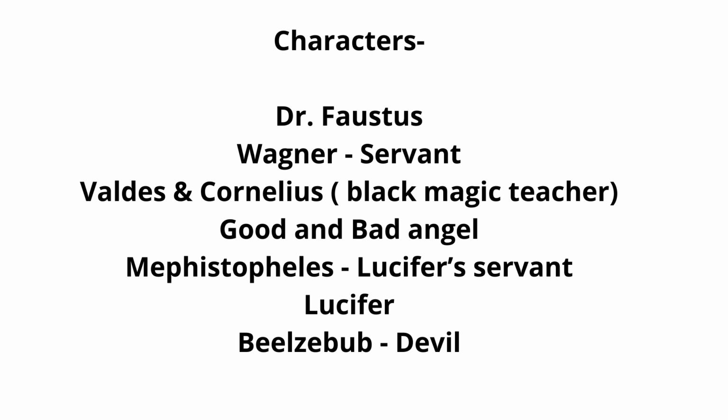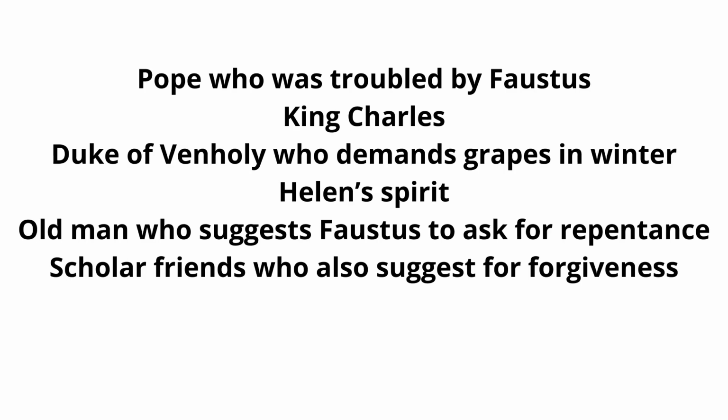And apart from this, these are the main characters. And then we have 4 or 5 other characters who were there in the comic relief. So first character is Pope, whom Faustus troubles. Then we have King Charles, in front of whom Dr. Faustus flaunts his magic powers. Then we have Duke of Holy, who demands grapes in winter.